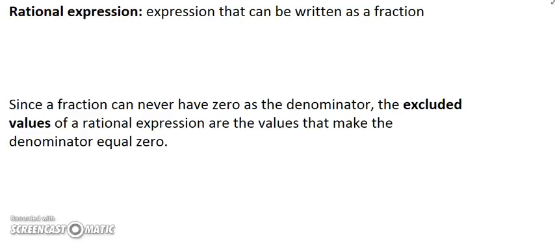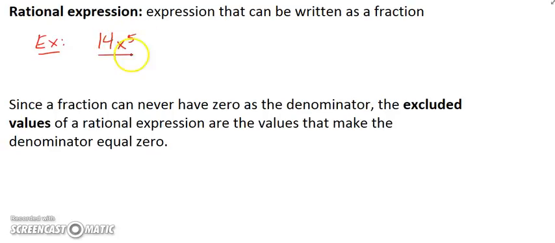This learning target has to do with simplifying rational expressions. So we should talk about what a rational expression is. A rational expression is any expression that can be written as a fraction. So here are a couple of examples. In fact, we've worked with some of these previously.